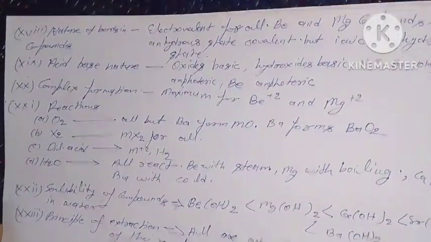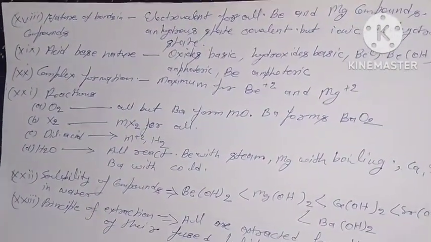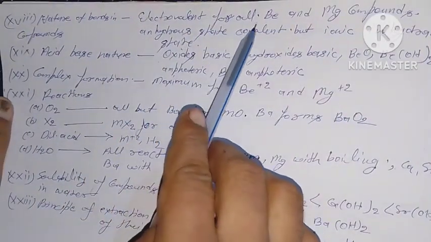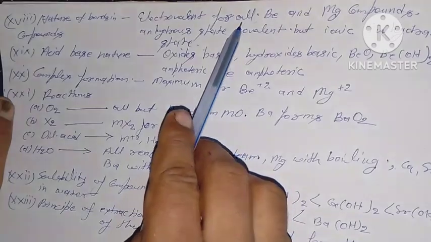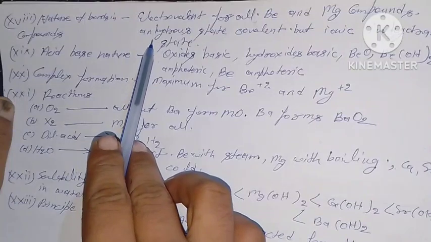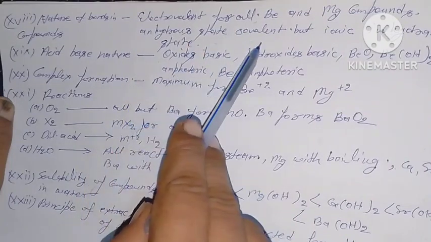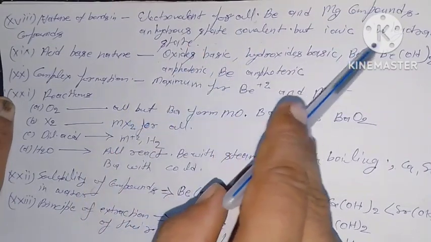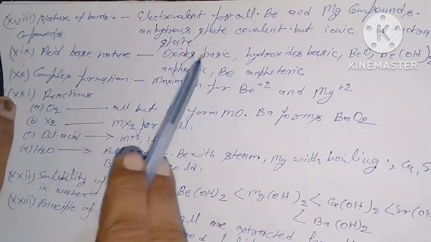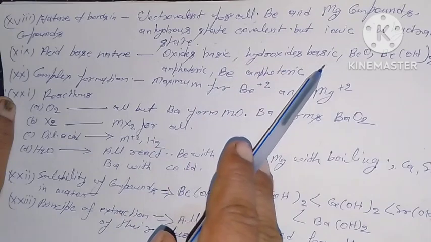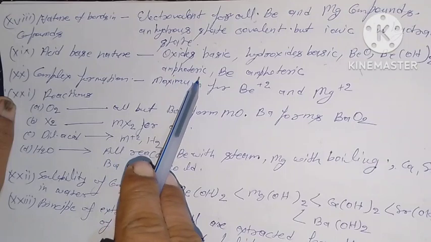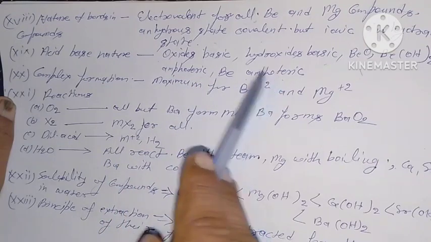Nature of bonds: electrovalent for all. Beryllium and magnesium compounds in anhydrous state are covalent but ionic in hydrated state. Acid base nature: oxides are bases, hydroxides are bases; beryllium oxide and beryllium hydroxide are amphoteric.